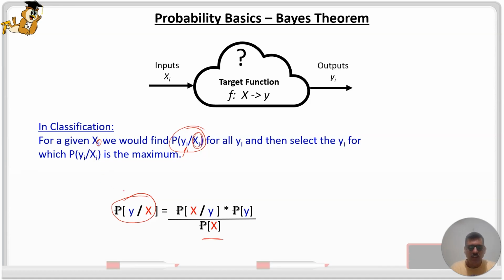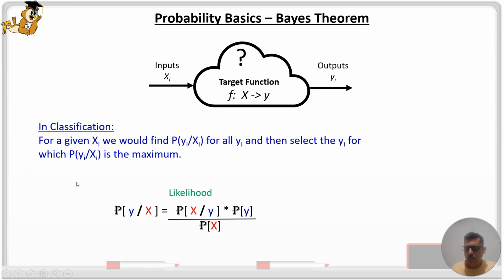And on the left-hand side, I have kept probability of y given x because, as we saw, this is finally the quantity that you are interested in, and you are going to determine which y has probability of y given x to be maximum, right? Okay, so this is Bayes theorem written in terms of x and y.